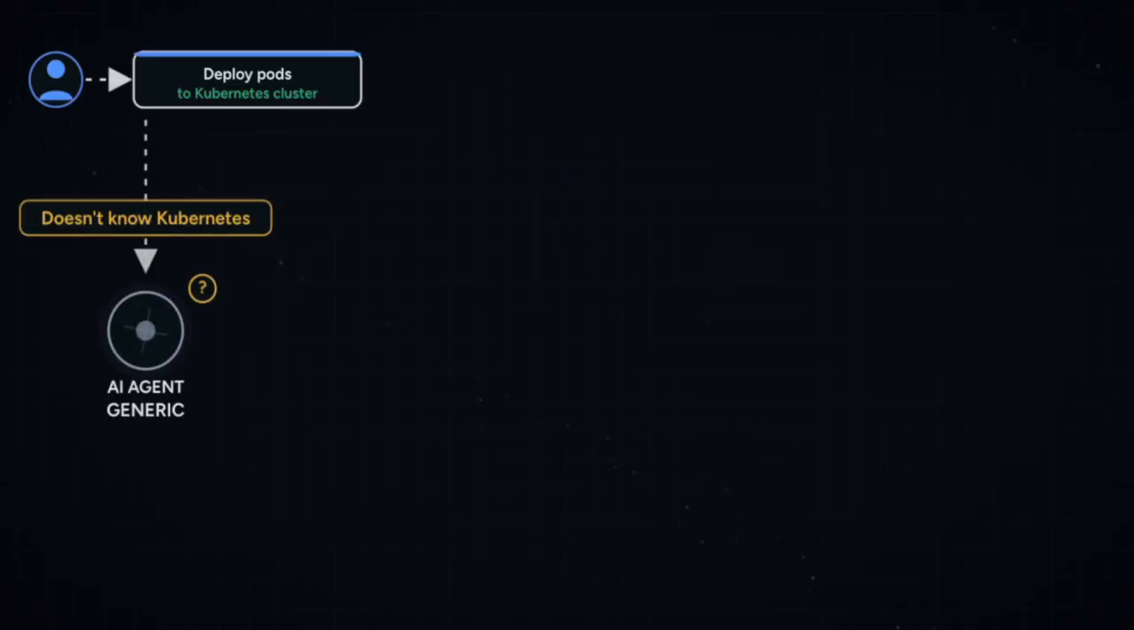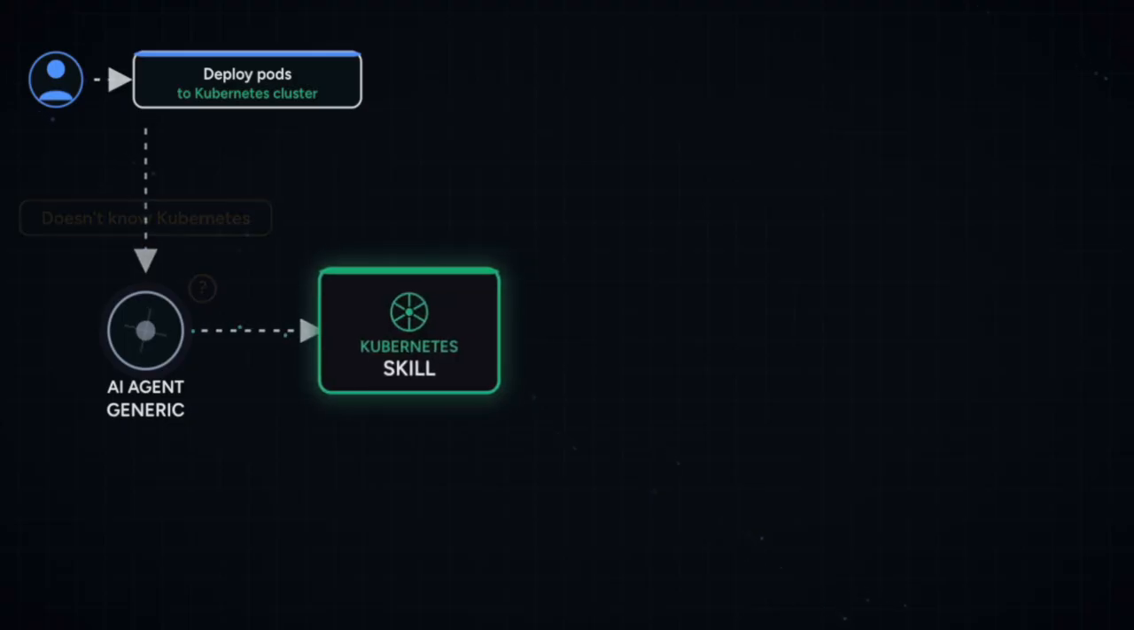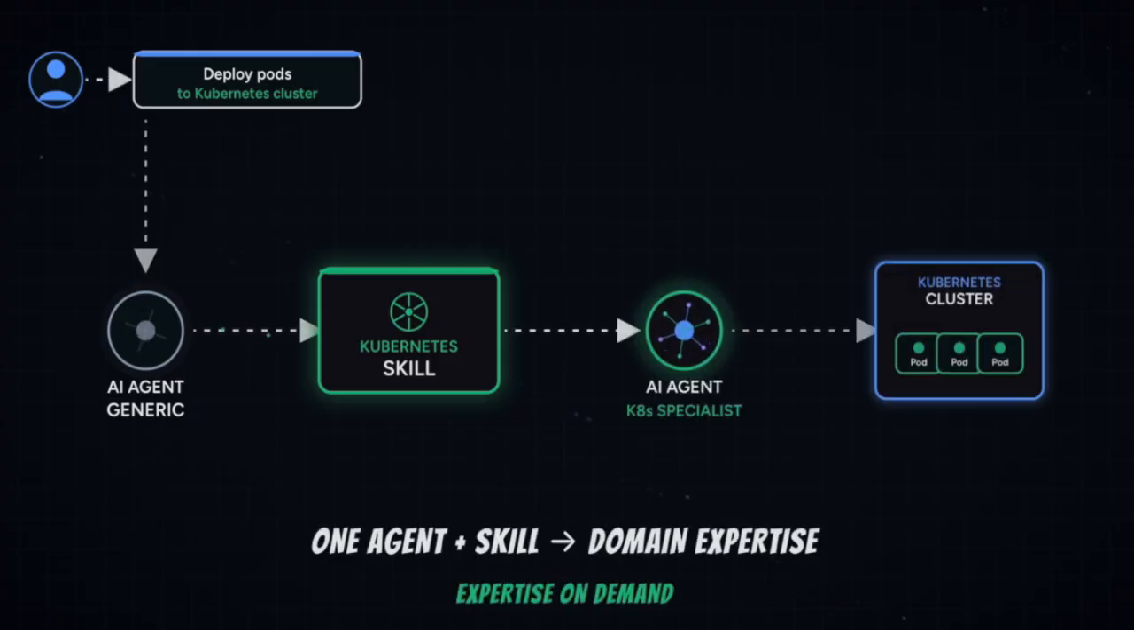So the user asks an AI agent, can you deploy this pod in the Kubernetes cluster? Now the AI agent currently doesn't have the domain expertise. It doesn't know about Kubernetes. So what this AI agent will do is load that Kubernetes skill, and now our AI agent becomes a Kubernetes specialist, and it is able to deploy pods in the Kubernetes cluster. So with the help of the skill, our AI agent actually becomes a specialist of that domain.